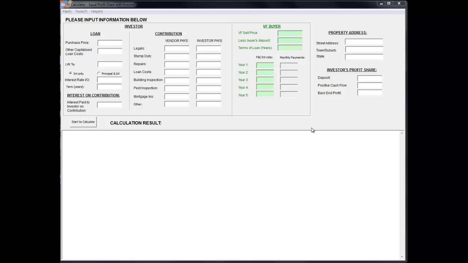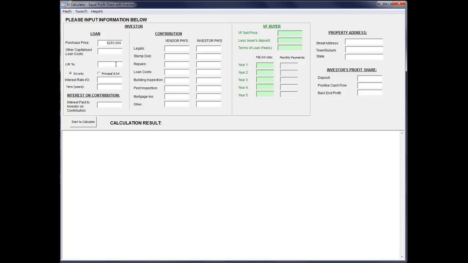So I think the best way to show how the joint venture calculator works is to put in a transaction that we recently did. So we'll start entering some numbers right here. We bought the property at a deep discount for actually $293,000. We didn't have any other costs involved in purchasing the property, so we just put in a zero here, or you could leave that blank.